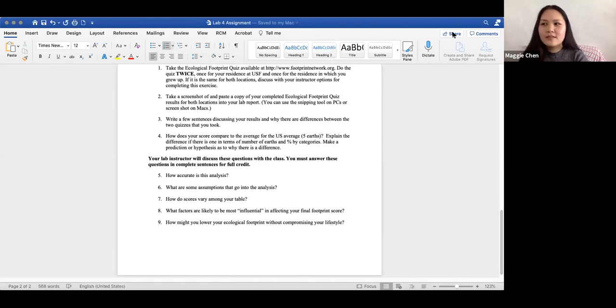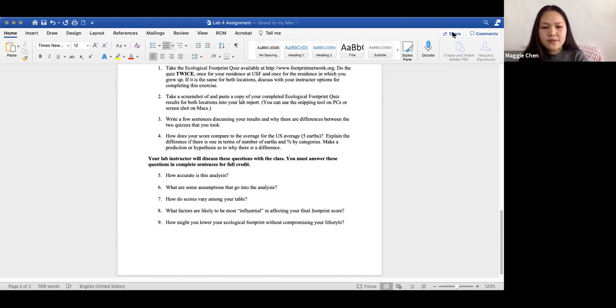We're assuming that every single car uses the same amount of gas. We're assuming that jet fuel burns the same way, or that every chicken that you eat has the same ecological footprint too. So if you're thinking about chicken, from factory farm to a regular farmed chicken, those footprints between the type of meat that you eat are going to be different. So assumptions that go into that, you can talk about some examples like that.